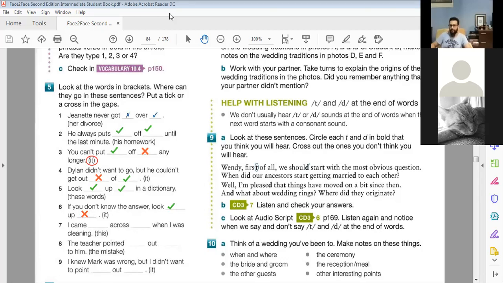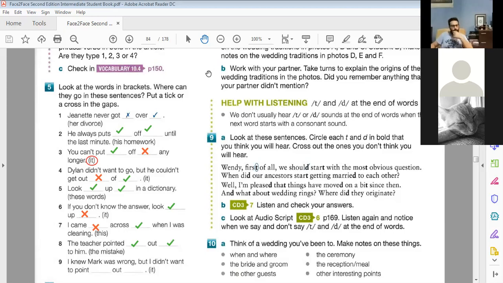Number seven, Brian. I came across this when I was cleaning. I came across this. Can we say I came this across? No. No, all right. Number eight now. The teacher pointed it, the mistake out to him. The teacher pointed out the mistake to him. I think both are correct. I think so too. The teacher pointed the mistake out to him. The teacher pointed out the mistake.